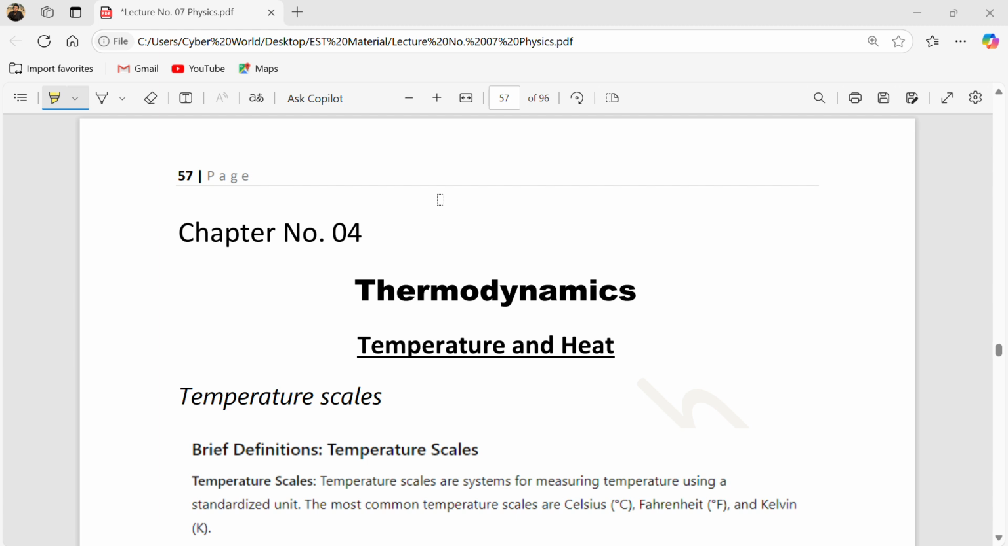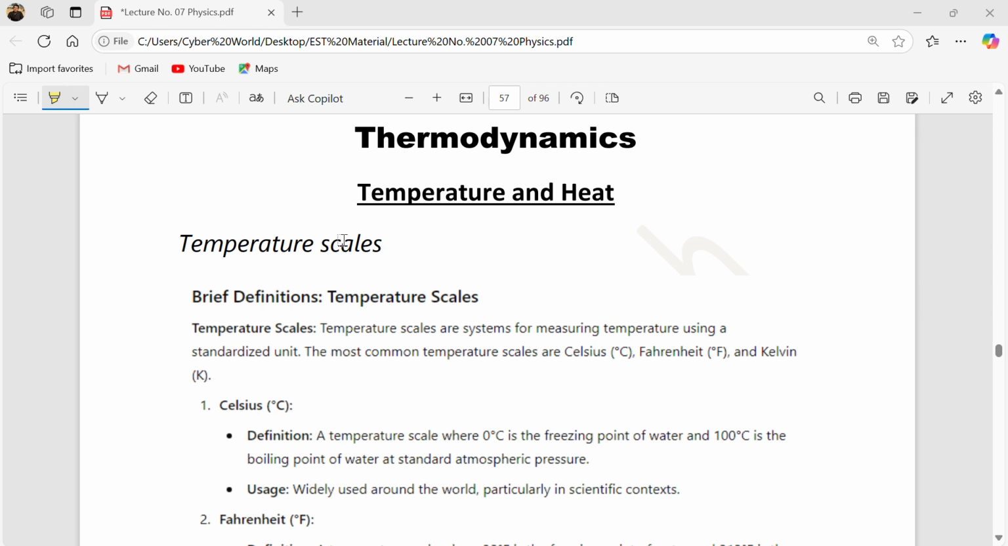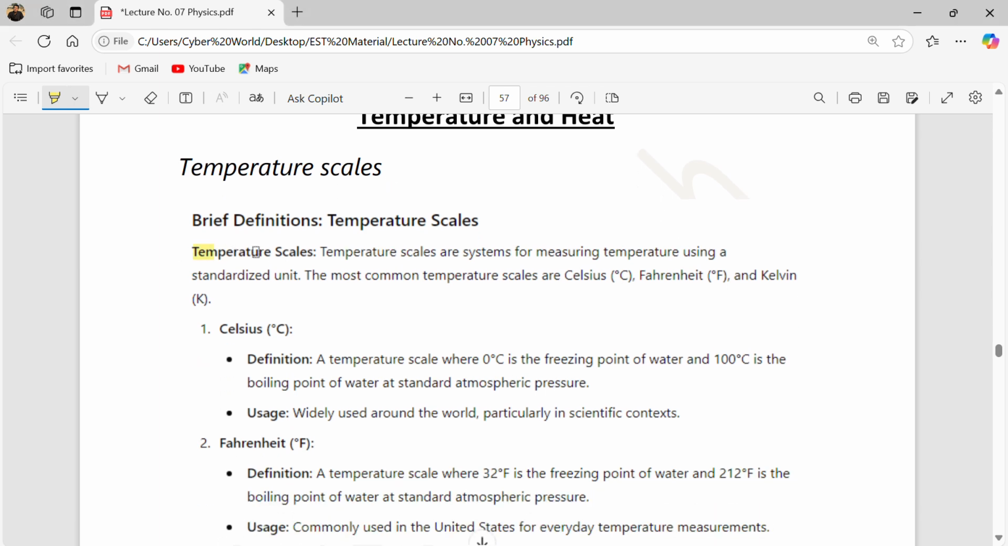So let's start our lecture number 4, which is about thermodynamics. We will discuss temperature and heat. First of all, you must know about the temperature scale. What is a temperature scale? A temperature scale is basically a system for measuring temperatures using standard units. Like we have a scale of Celsius, we have a scale of Fahrenheit, and we have a scale of Kelvin. These are basically the scales of measuring temperatures.